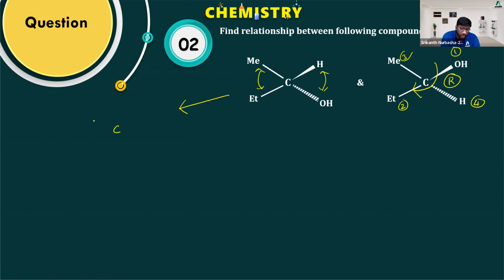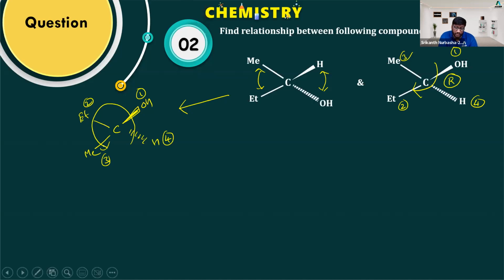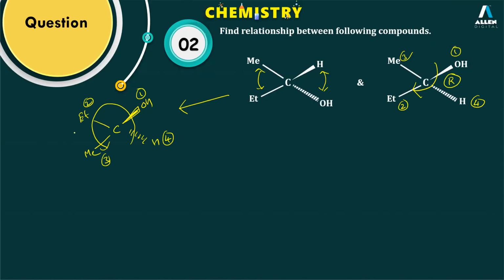So what happens now? Ethyl will be going here. Methyl comes to this position. OH will be here. H will be here. Fourth priority hydrogen on the dash line. So give the numbering now. 1, 2, 3. How are we moving? In the clockwise or in the anti-clockwise direction? Anti-clockwise. Anti-clockwise means S, yes.